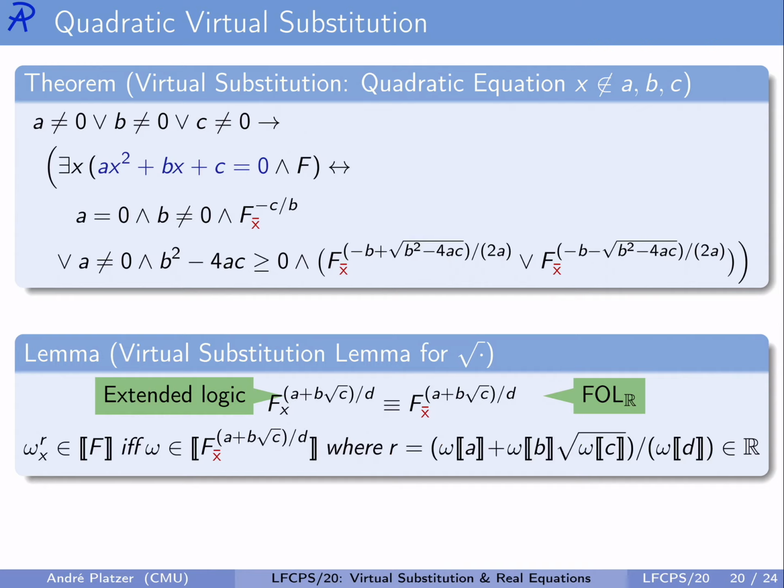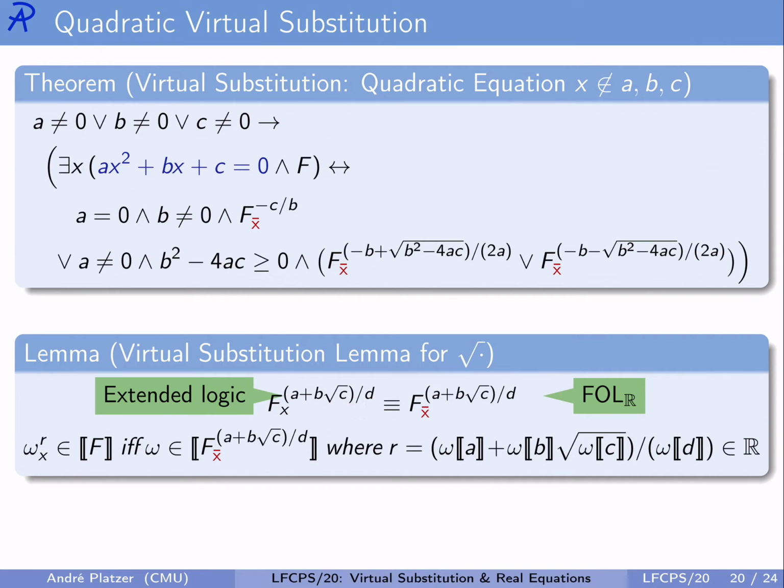and the point is that the two are equivalent. More formally, that says that the left-hand side formula F is true in a state omega where the value of the variable X is chosen to be a real number R, if and only if in this state, the formula on this side is true, the virtual substituted one, where the value R, which is a real number that we're plugging in, is precisely the real number we would have gotten had we computed the value of the square root expression that we're plugging in. So it's the value of A plus the value of B in this state multiplied with the square root, semantics level, of the value of C divided by the value of D.